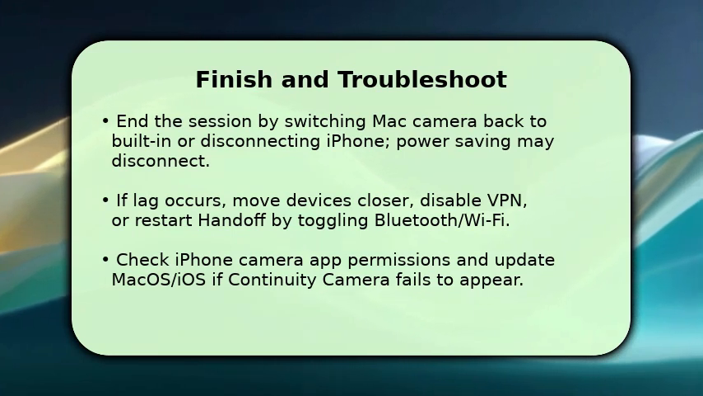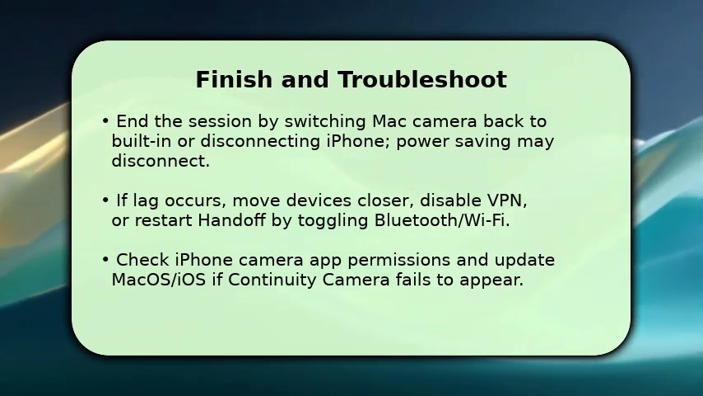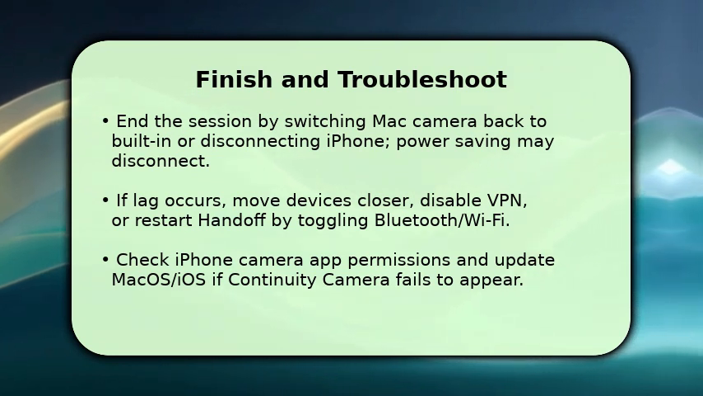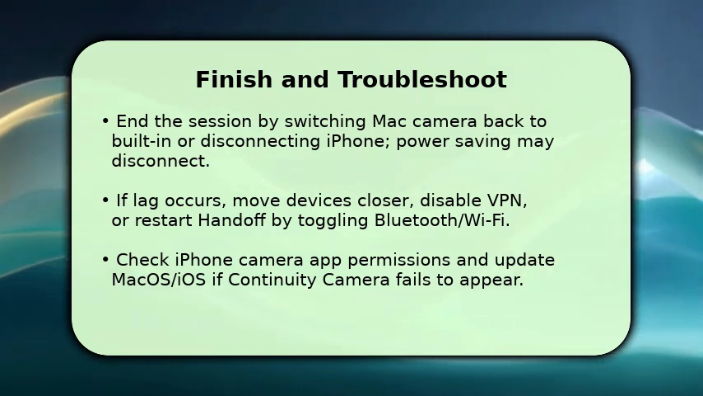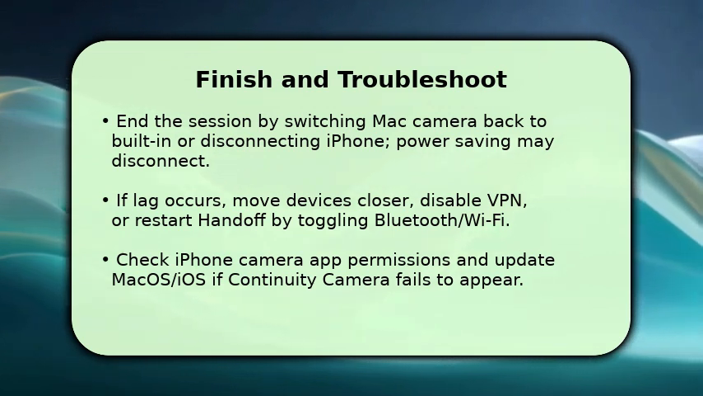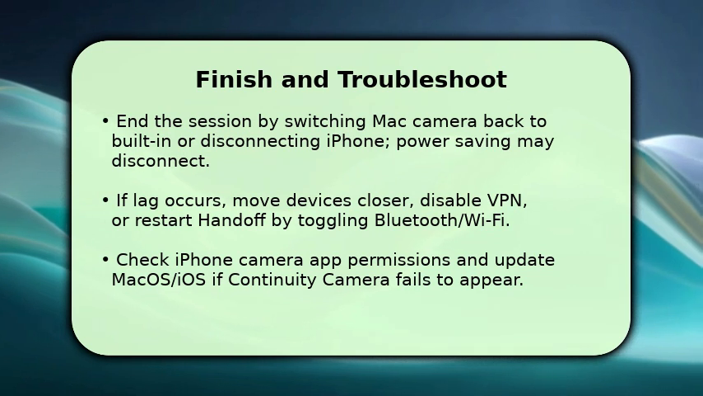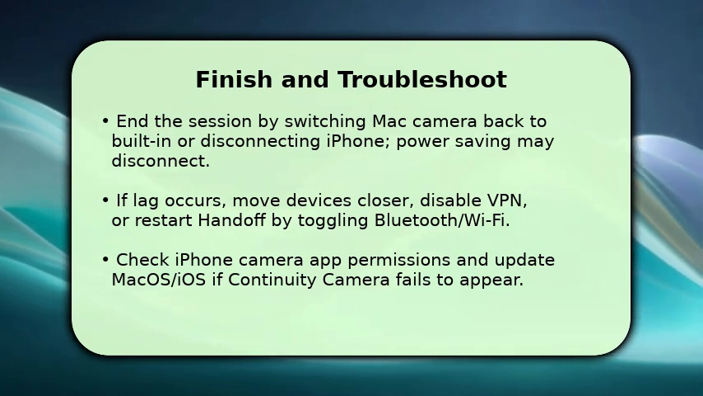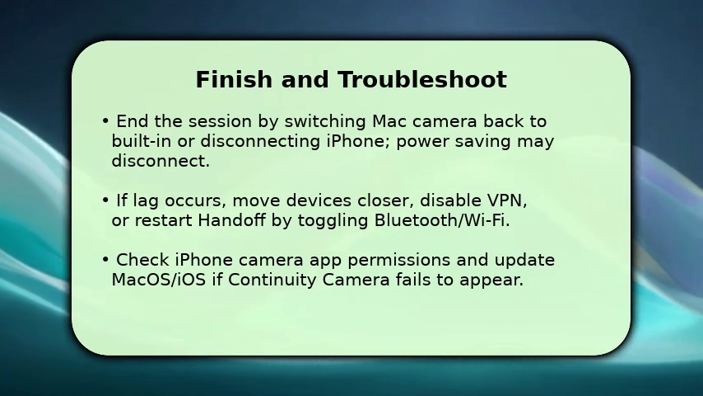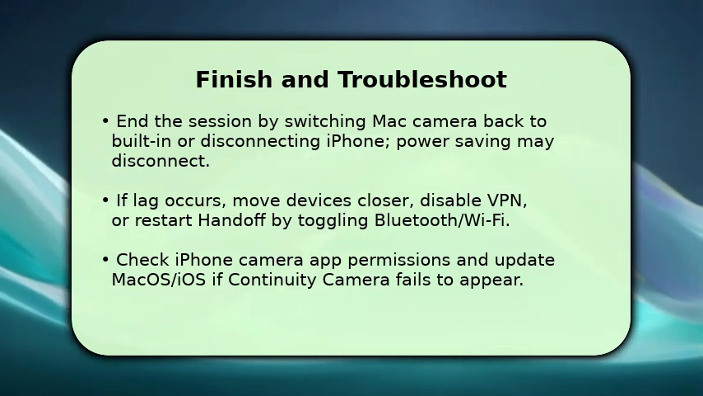If something goes wrong, try the quickest fixes first. Move the phone closer, disable any VPN, and toggle Bluetooth or Wi-Fi off and on to reset the link. If lag occurs or no camera appears, restart both devices and ensure iOS and macOS are up to date. Also verify camera permission for the app. Those steps resolve most issues and get Continuity Camera working reliably.